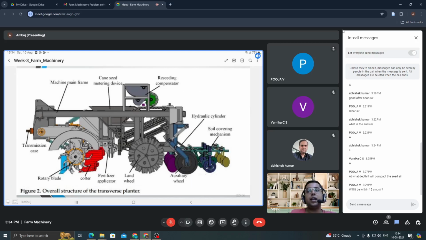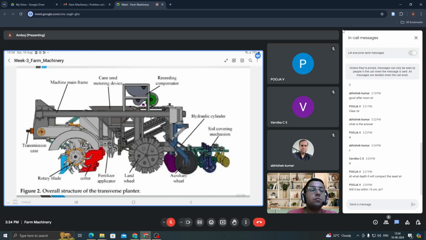See, different parts are there, like the rotary blade, the coulter here also, then the fertilizer applicator, the wheel, and some auxiliary wheel. That auxiliary wheel along with the soil covering mechanism will cover our seed. And a hydraulic cylinder is there. Why is the hydraulic cylinder provided? For adjusting the depth of this particular structure. Then there is a reseeding compensator. If some seed is missing, then from this channel the seed will flow. Then the cane seed metering device is there.